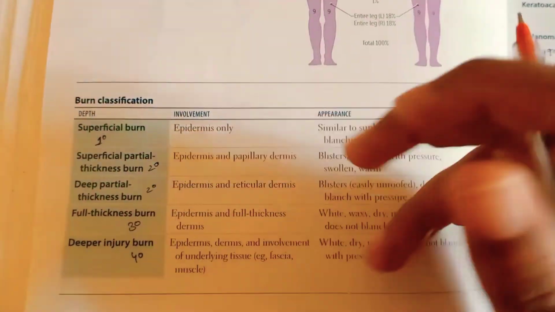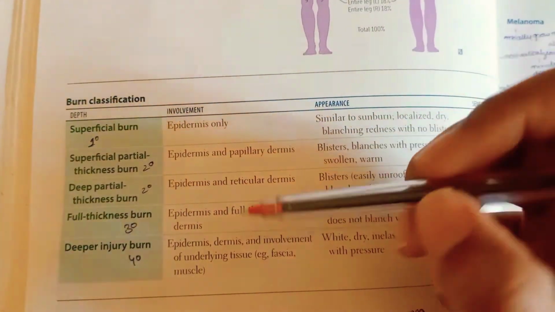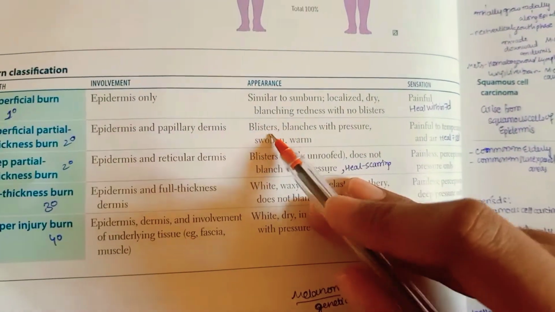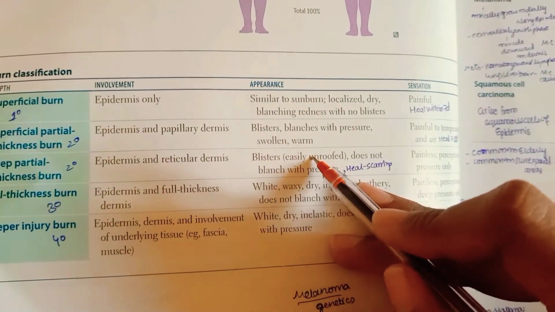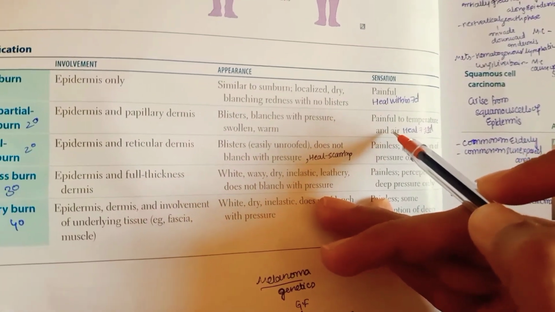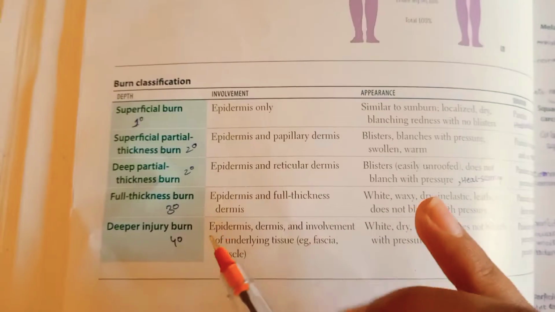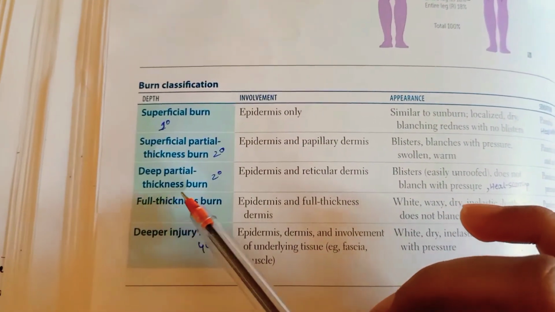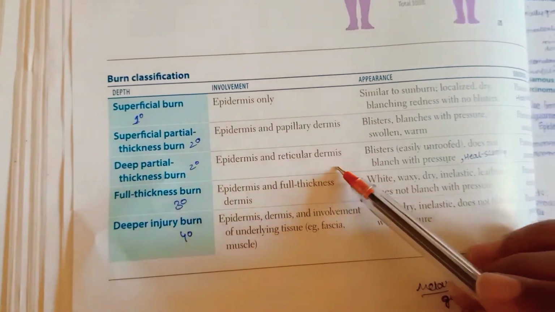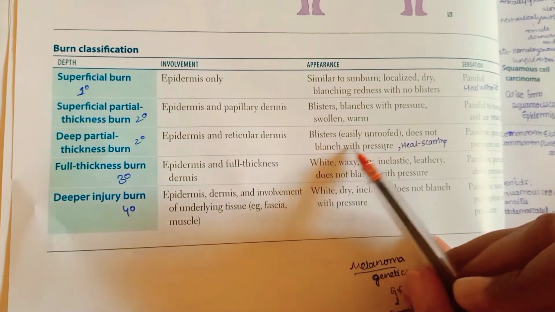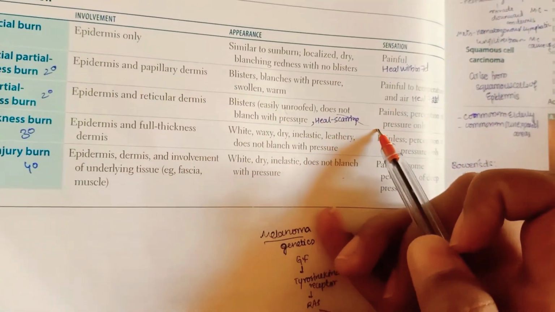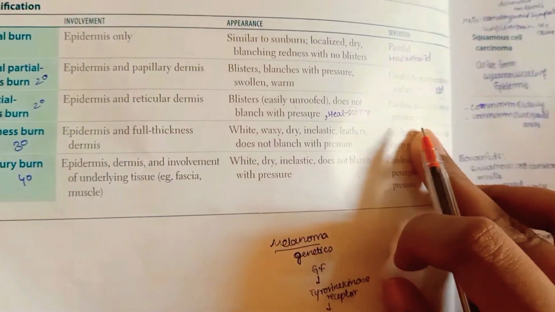Next, superficial partial thickness means a secondary burn. It is coming into the dermis also, the papillary dermis, meaning the first layer of dermis. So here the blister blanches with pressure, swollen, warm, and it is painful to temperature and air. It will heal between 7 to 21 days. Next, the deep partial thickness burn is also a secondary burn. It involves the epidermis and also the reticular dermis, somewhat going deeper. So the blisters are easily unroofed and do not blanch with pressure, and heal with scarring. They are painless, with perception of pressure only.